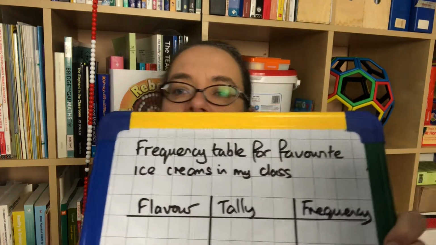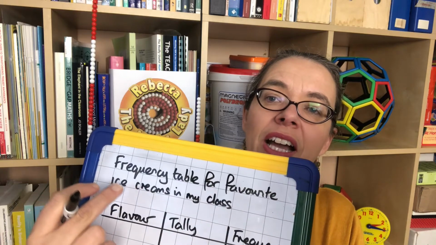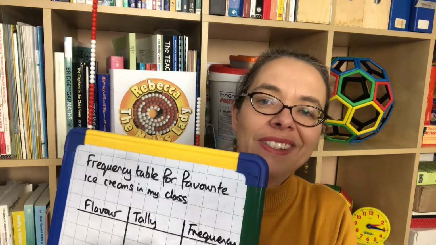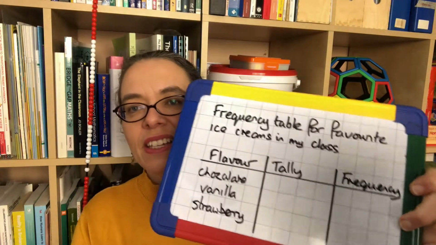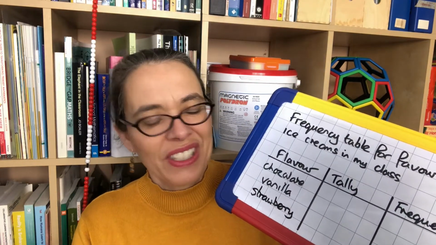So as I mentioned before, a classic one would be what flavour ice cream people prefer. So you'd set up your table like this, with a very clear title, frequency table for favourite ice creams in my class, flavour, tally and frequency. And your flavours may be chocolate, vanilla, strawberry and so on. This can extend downwards and you can add in more titles if you find that someone's got a different result.